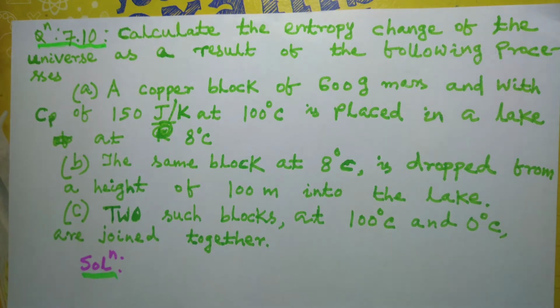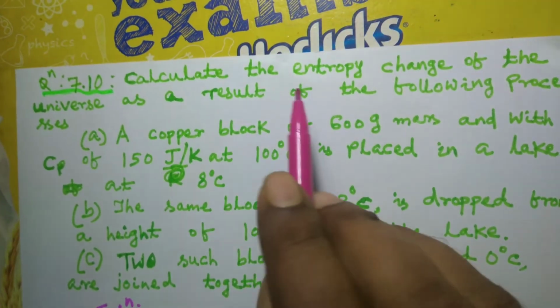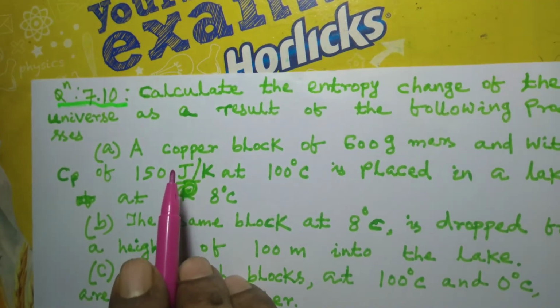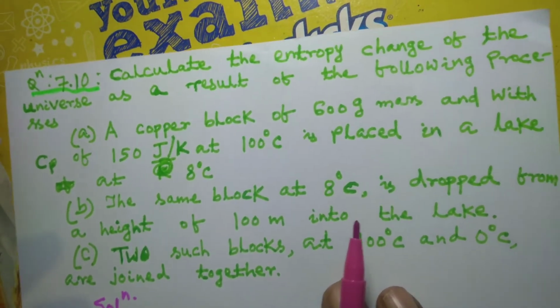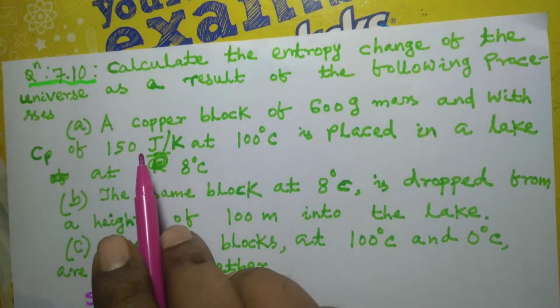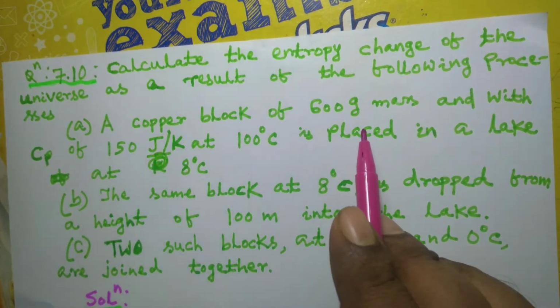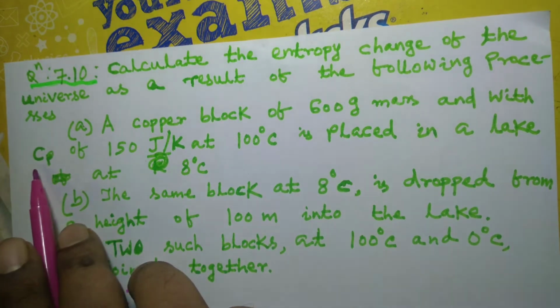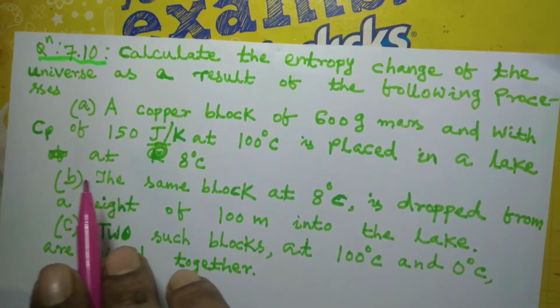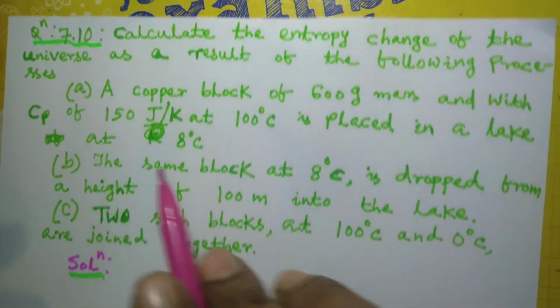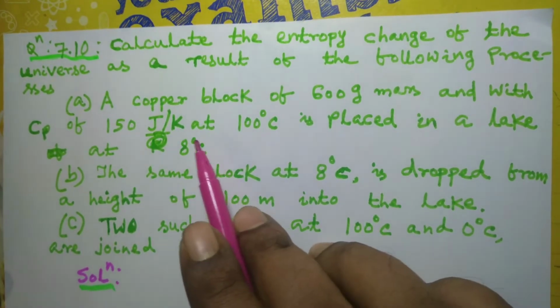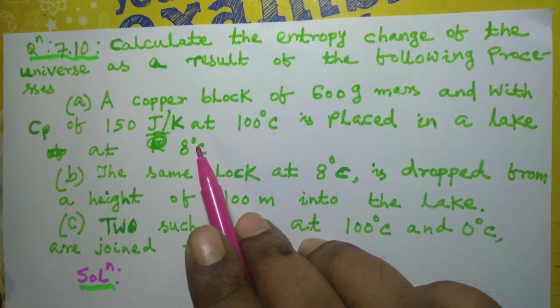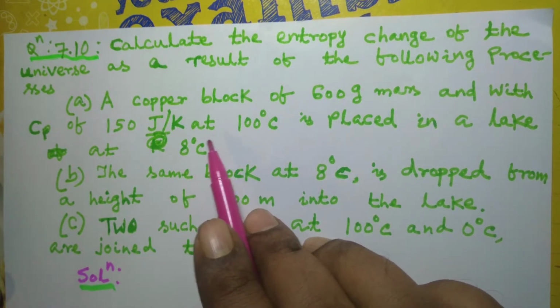Let's get started. So question number 7.10 is like this. Calculate the entropy change of the universe as a result of the following processes. First process is like this. A copper block of 600 gram mass and with capital Cp, which is nothing but the heat capacity, and that Cp value is 150 joule per Kelvin. That is the product of mass and specific heat, that is heat capacity.